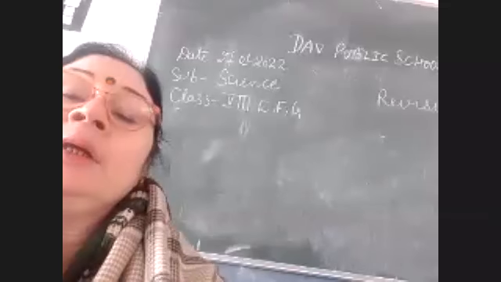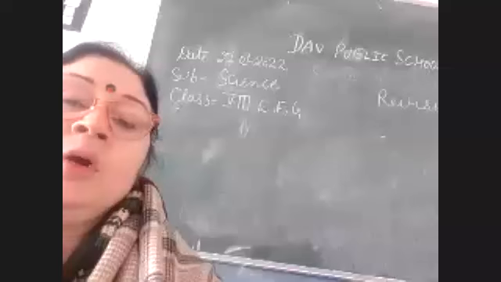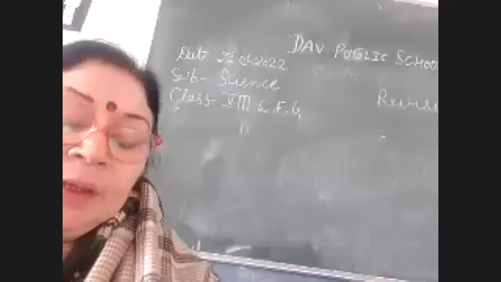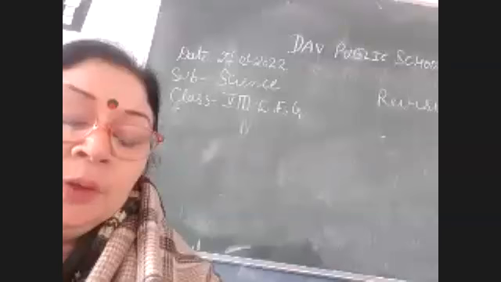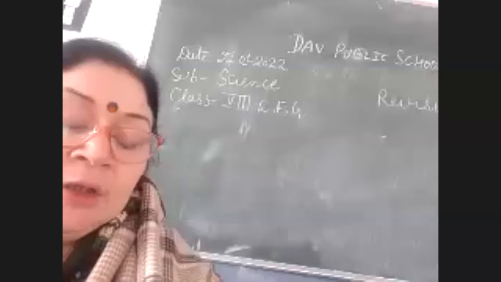Next question is: a wooden box A and an iron box B of the same dimensions are placed on a table. Both are pulled so that they start sliding on the table. In which case more force will be required and why? Ananya.